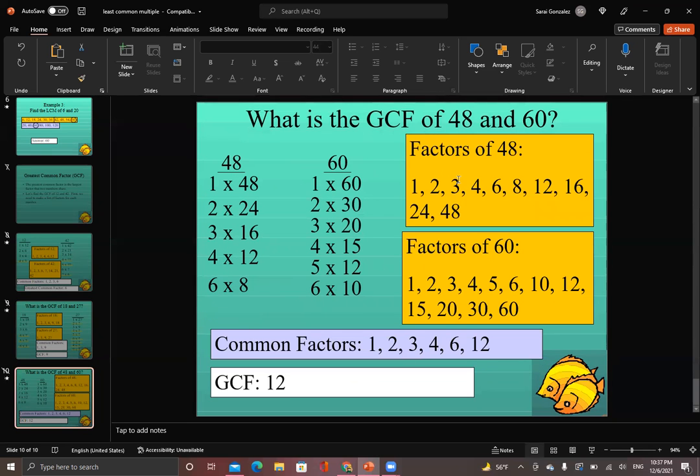And lastly, but not least, this is our last example, 48 and 60. This is the list of 48, and this is the list of 60. Since the numbers are not repeating, that's why they're not crossed. So these are the factors of 48: 1, 2, 3, 4, 6, 8, 12, 16, and so on. And the factors of 60: 1, 2, 3, 4, and so on. The ones that they have in common are 1, 2, 3, 4, 6, and 12. And like I said before, the biggest number of this list is the greatest common factor.